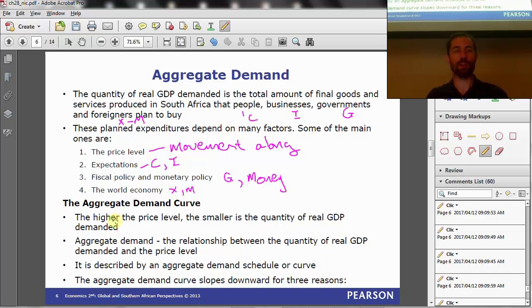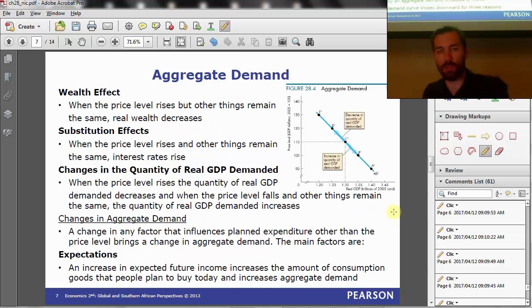Okay, the aggregate demand curve. The higher the price level, the smaller the quantity of real GDP demanded. So we've got a negative relationship. Aggregate demand, the relationship between quantity of real GDP demanded and price level, is described by the aggregate demand curve. The aggregate demand curve slopes downwards. Why does it slope downwards? There are three reasons: the wealth effect, a substitution effect, and the change in the quantity of real GDP demanded. When the price level rises, the quantity of real GDP demanded decreases. When the price level falls, other things remaining the same, the quantity of real GDP demanded increases.